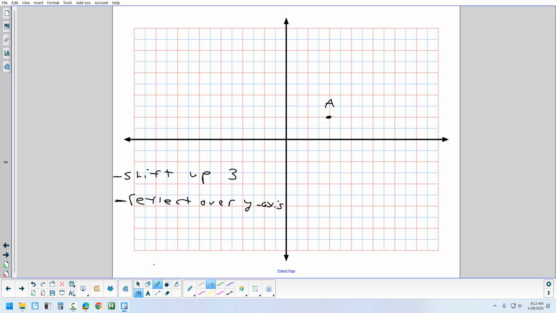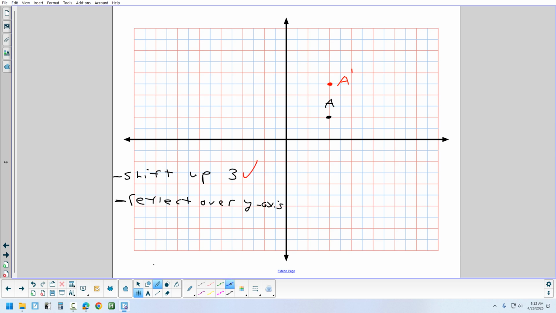You always want to do the transformations in the order they list them. So what's the first one that I would do there? Shift up 3. Yep, shift up 3. So A goes 1, 2, 3. And what could we call that point? A prime. We'll call it A prime. Okay, so that's our first step. And now it says to reflect over the y-axis.